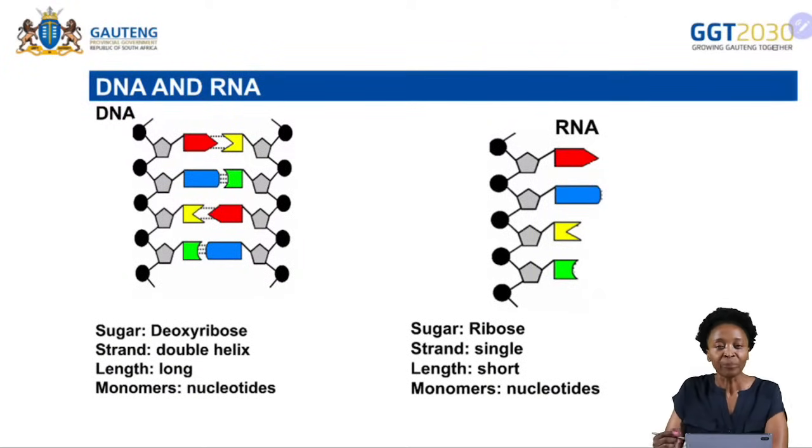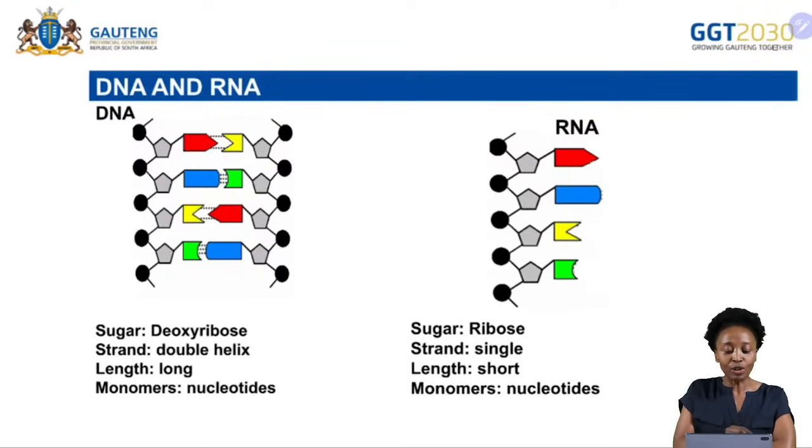Moving on, the structure of the DNA and the RNA. Here they are put side by side for you so that you can see the differences between the two. We have the DNA and we have the RNA. The DNA is made up of 2 strands. In its natural form, it is a double helix structure. The 2 strands are held together by hydrogen bonds, as you can see there.